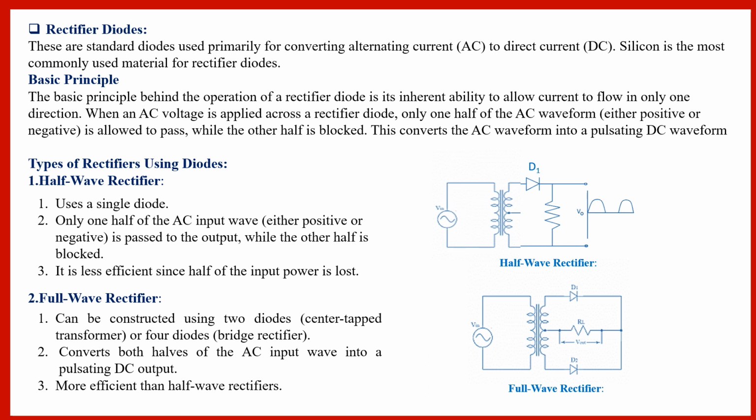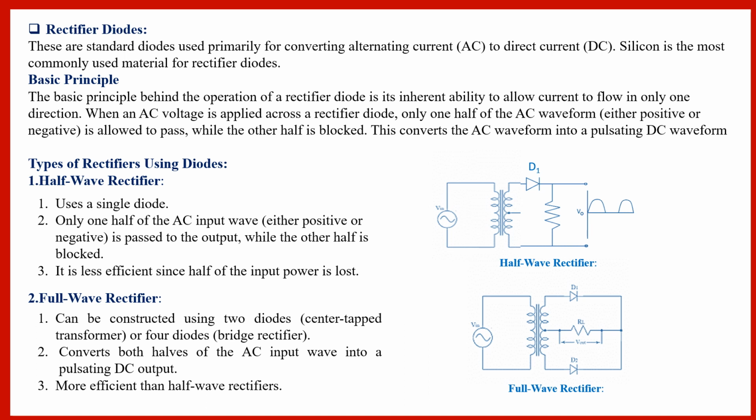Because of that particular property, it's being used in rectification. When AC voltage is applied across a rectifier diode, only half of the AC waveform, either positive or negative, is allowed to pass, while the other half is blocked. So this converts the AC waveform into a pulsating DC waveform. This is the application of a diode.